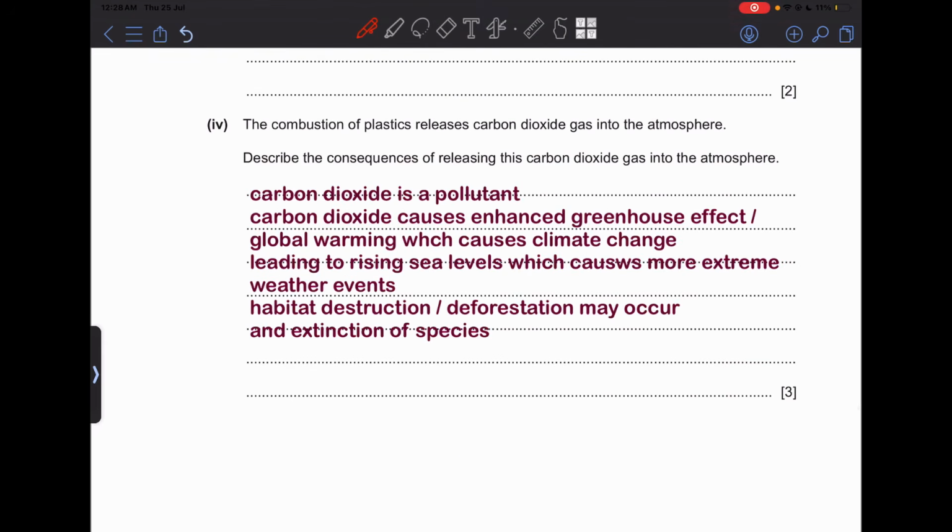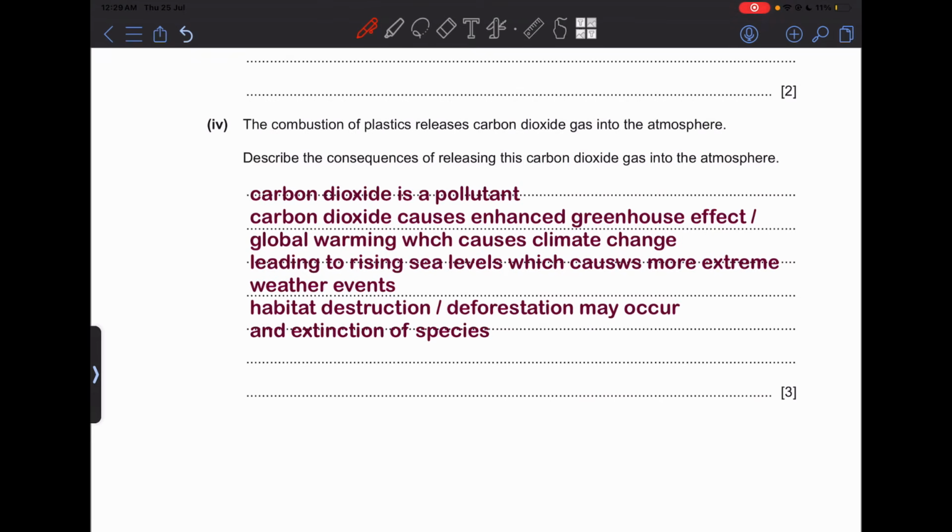The combustion of plastics releases carbon dioxide gas into the atmosphere. Describe the consequences of releasing this carbon dioxide gas into the atmosphere. It is actually a pollutant. It may cause enhanced greenhouse effect or global warming, which causes climate change.